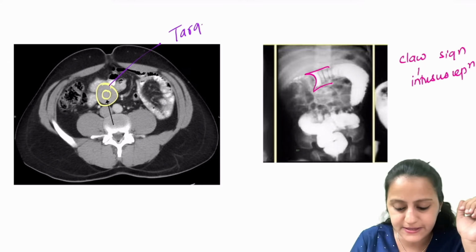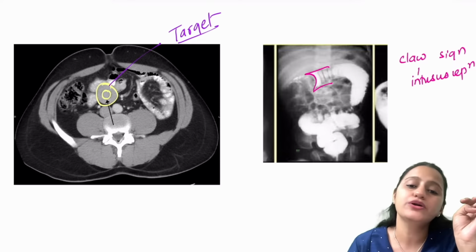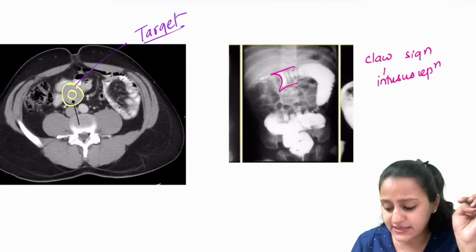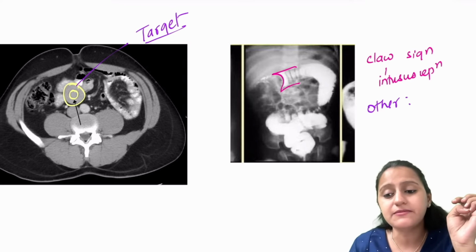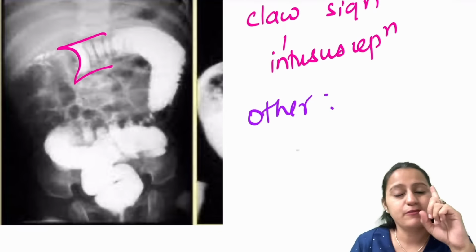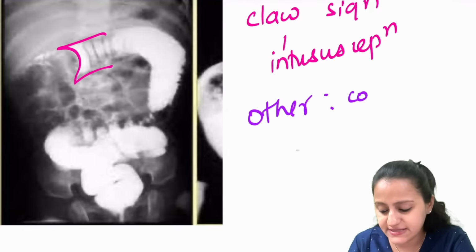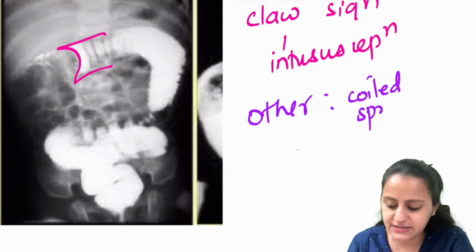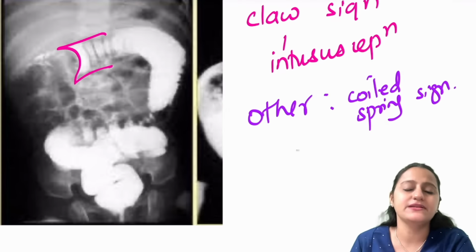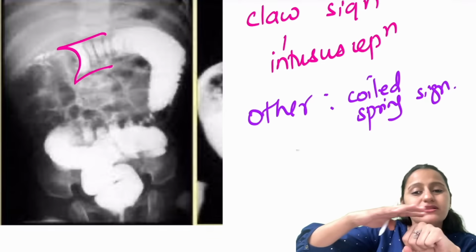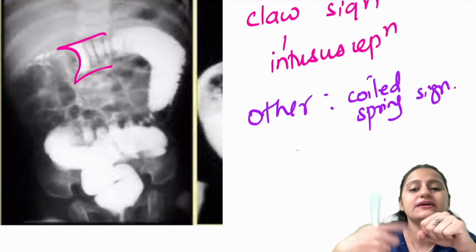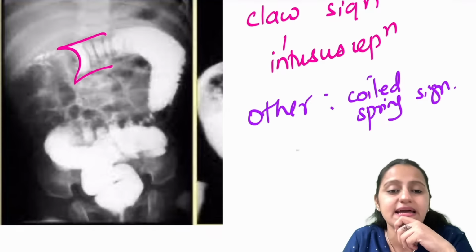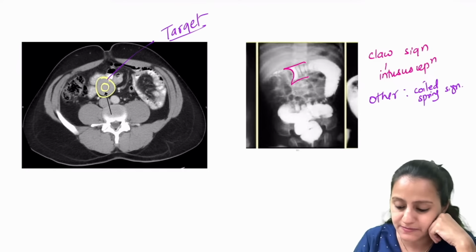That again is the target sign or donut sign. What is the other sign in intussusception and barium enema? What is the other sign? One is the claw sign. The other sign is the coiled spring sign. Even this has been asked. In between the two bowel loops, the barium can go like a coiled spring. So coiled spring sign and claw sign are what you have in intussusception.